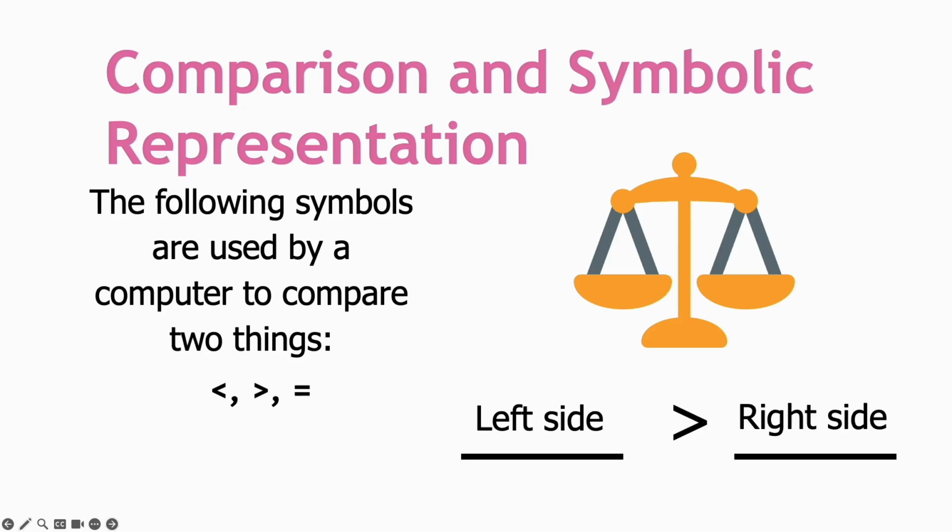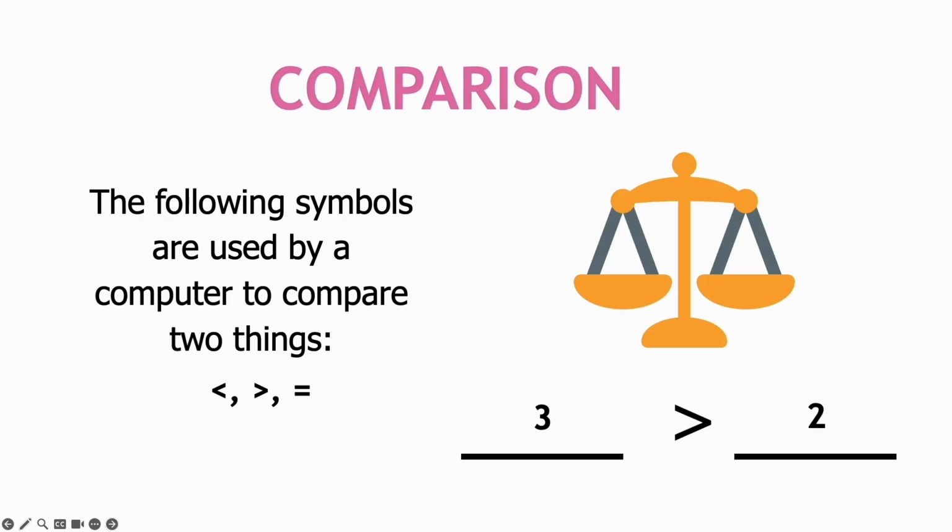So here we have the greater than symbol, the less than symbol, and the equals to symbol. So if we look at the statement on the right, we would see it reads, left side is greater than right side. And now we don't know if that's true, but if we input some numbers, 3 is greater than 2. That statement, we're pretty sure, is true.